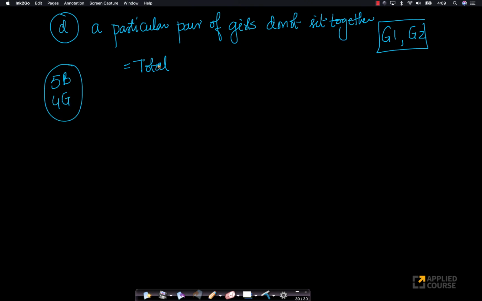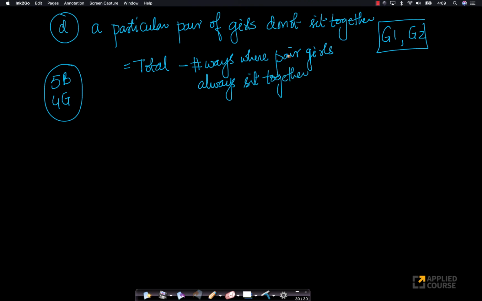The number of ways in which I can arrange these 9 individuals, minus the number of arrangements where this particular pair of girls always sit together. I can always write it like this, right?